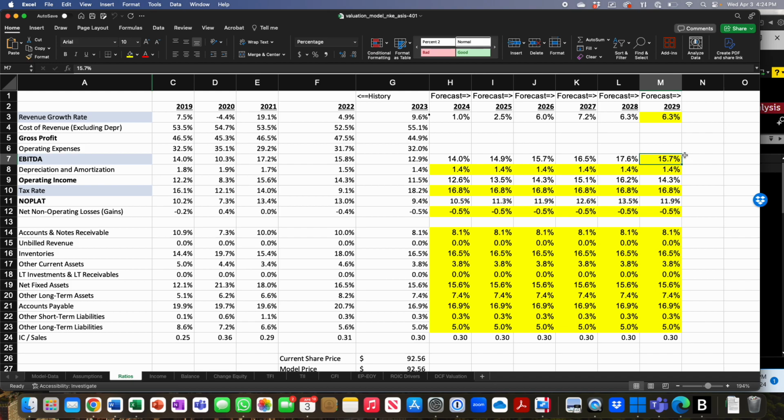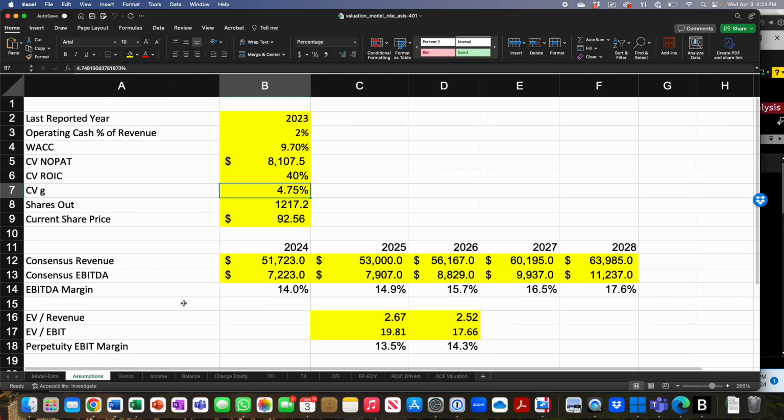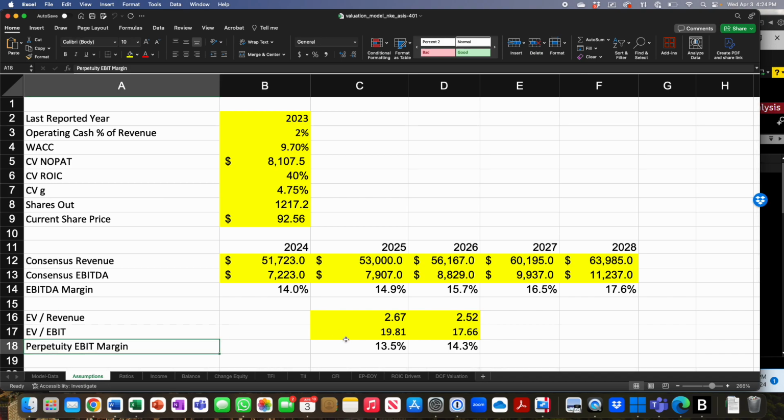Go ahead. Not the ROIC, the EBIT margin. It's right here. Yeah, the EBIT margin in the as-is.